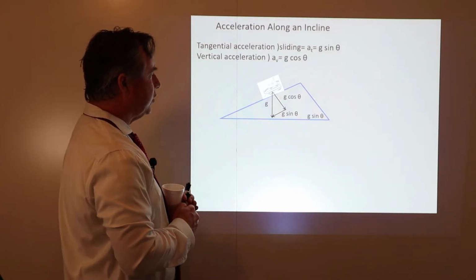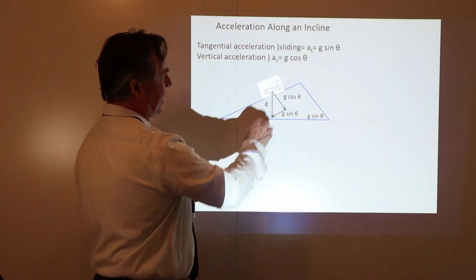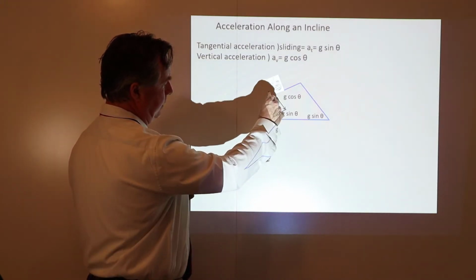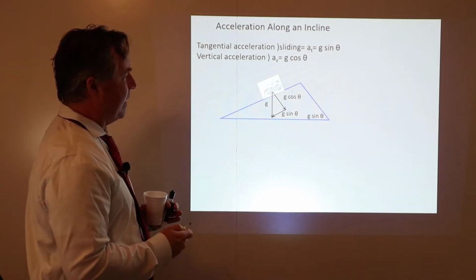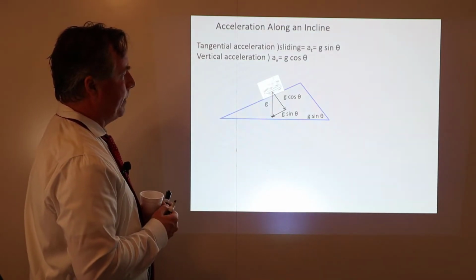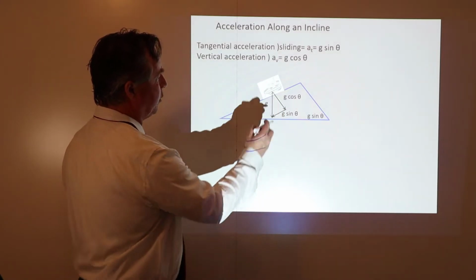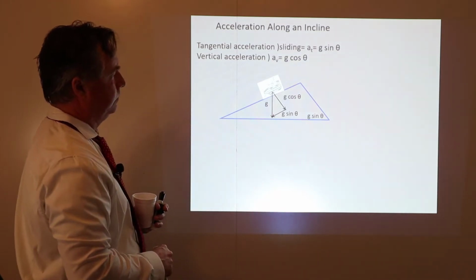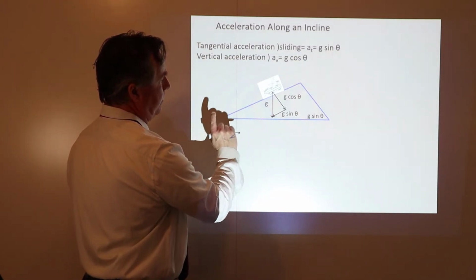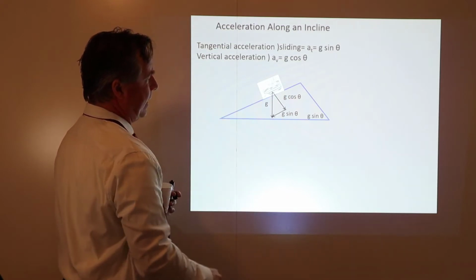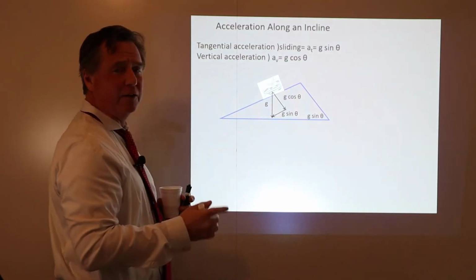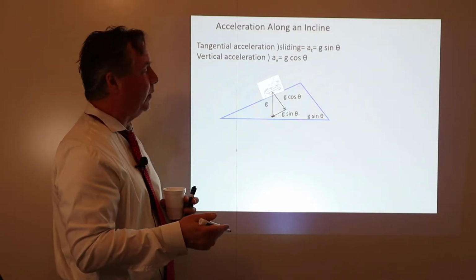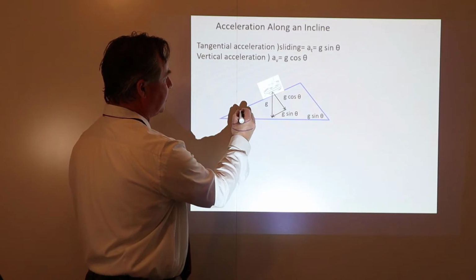Okay, gravity exerts a force on this object. Now, gravity is directed towards the center of the Earth, okay? So let's say that's the center of the Earth. That's really where the gravitational vector points to, but it has components along the incline. One is perpendicular to the incline, and one is parallel to the incline. The perpendicular component of gravity is g, which is 9.8 meters per second squared, or 32 feet per second squared. We're going to use meters, so 9.8 meters per second squared, times the cosine of this angle.